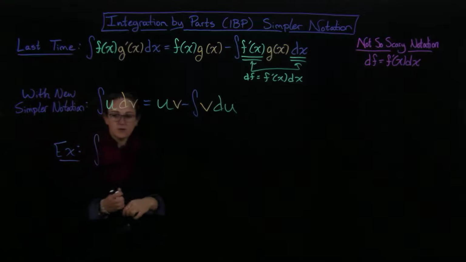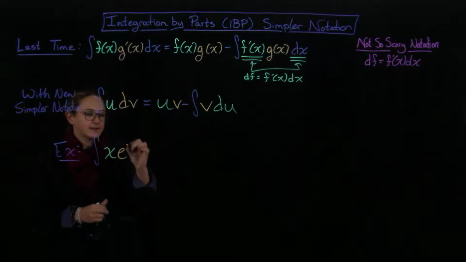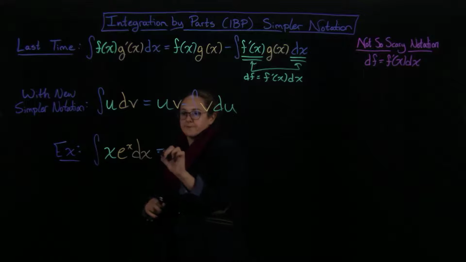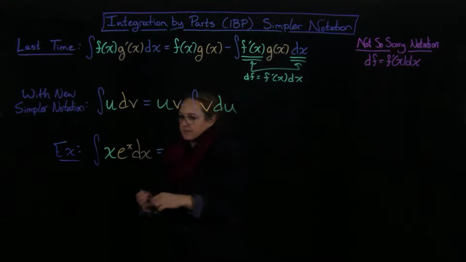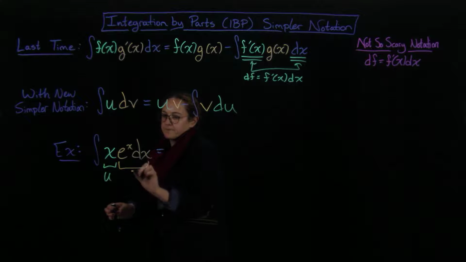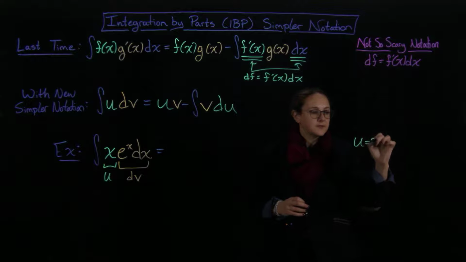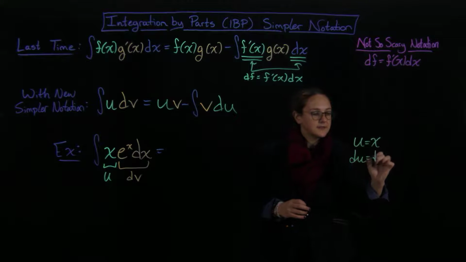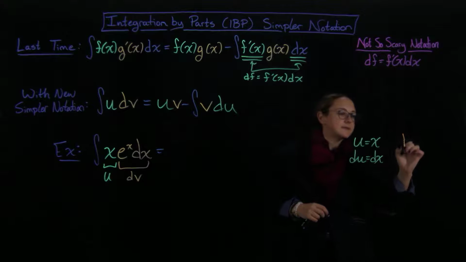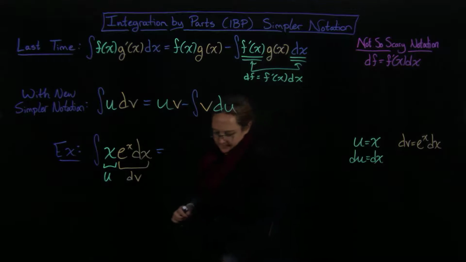If I had the integral of, and I am going to suggestively color it, x e to the x dx, then this would equal, okay, so this is my u, this is my dv. So over here we have u equals x, du equals dx. We have dv equals e to the x dx, right?